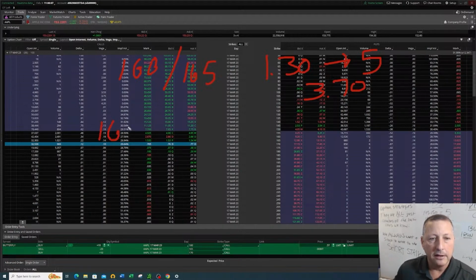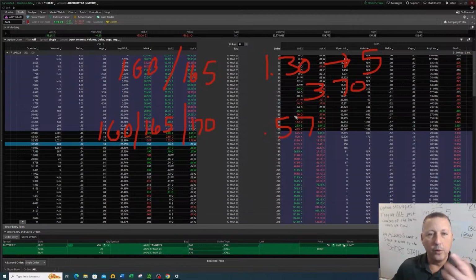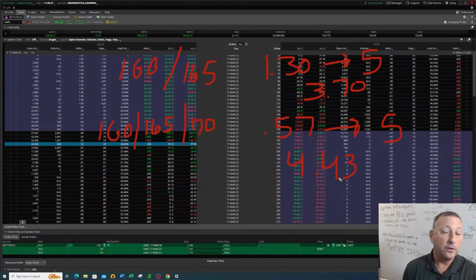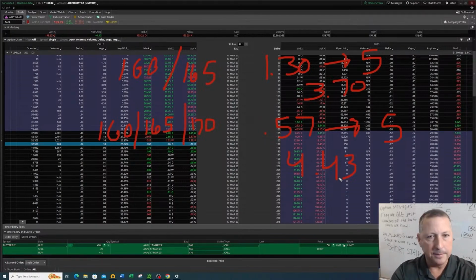In the butterfly, so the 160, 165, 170, we're paying 57 cents. If we go to the same spot, if we get to the target at expiration at 165, the spread is still going to be worth $5. However, your investment is far less, and your profit on that would be $4.43.